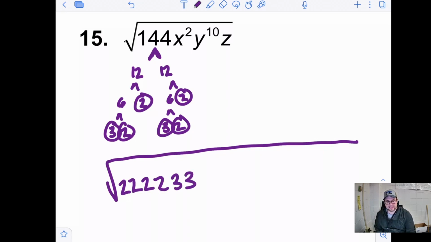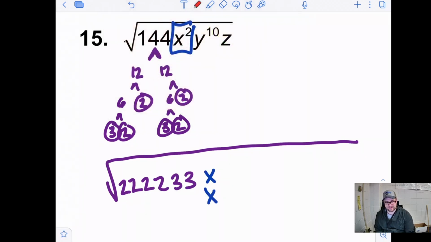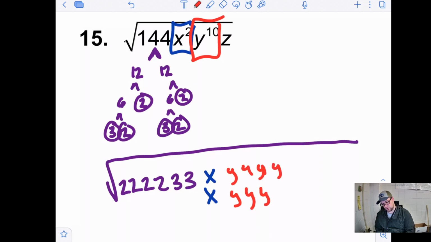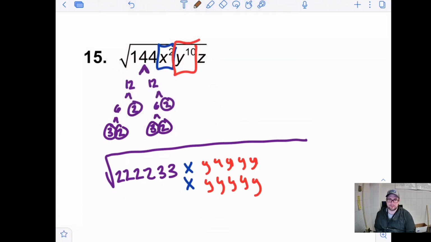Now let's talk about our x's for a minute. So for the x's, we have 2 of them, so I'm going to have xx. For the y's, we have 10 of them, so I'm going to have y, y, y, y, y, y, y, y, y, and y. There's my 10 y's. The nice part about stacking these up in groups like that is you can already see the groups. And then we have one z, so the z is going to sit over here.